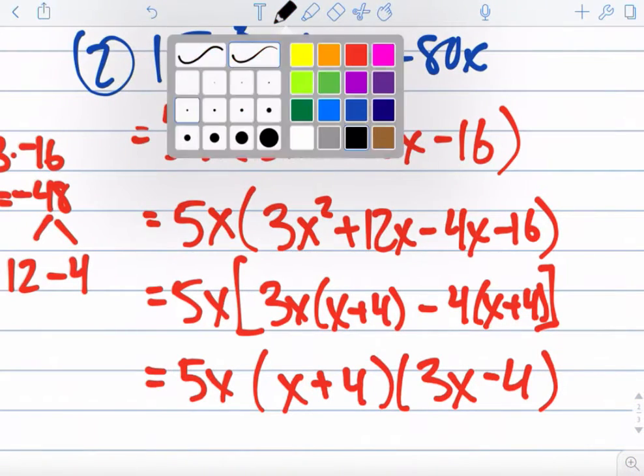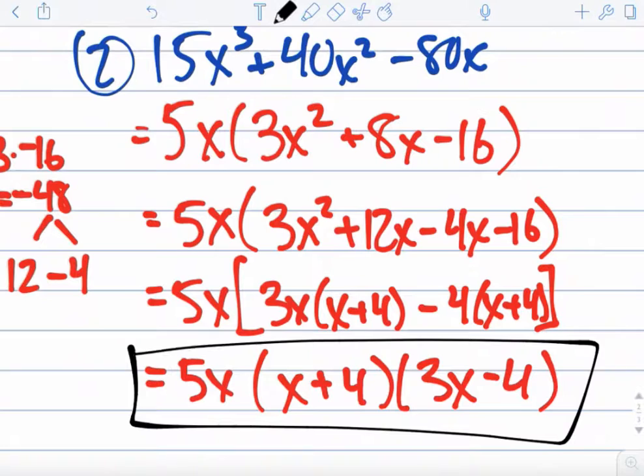And that's that one. So just to talk it again, GCF. All right, GCF came out. Then I factored by grouping. Rewrote that from there. So on. Okay, let me know if you have questions.